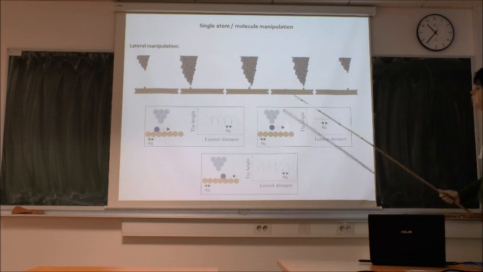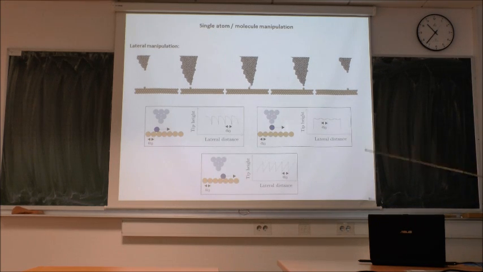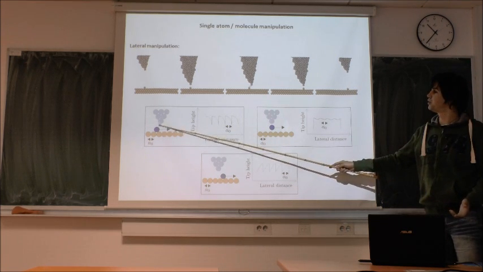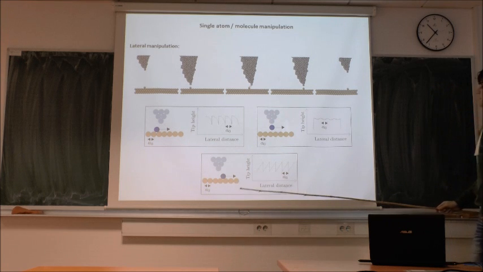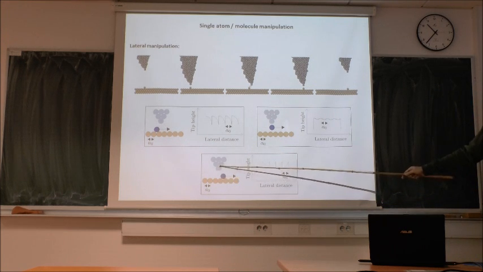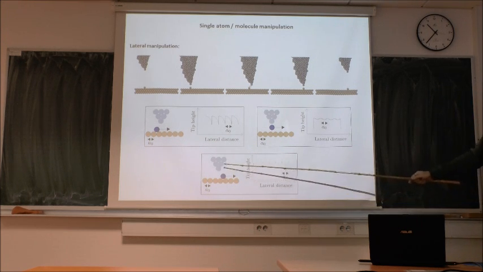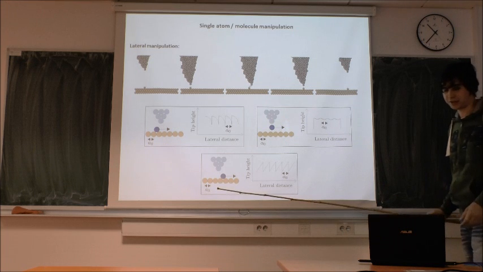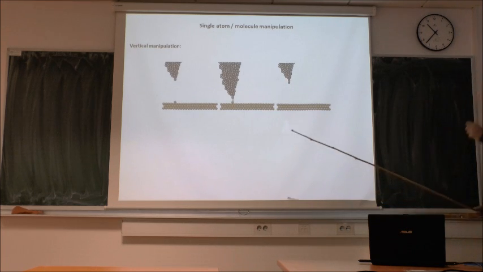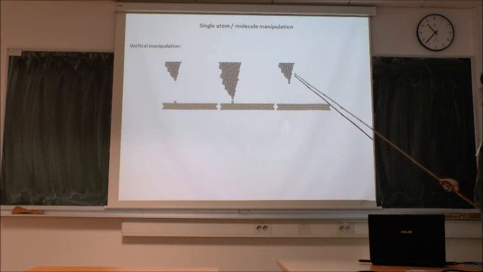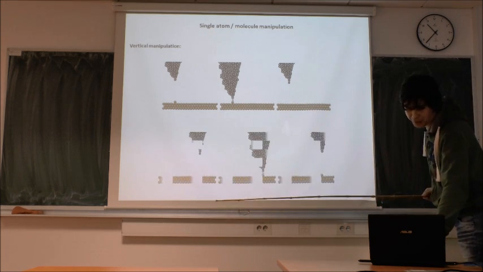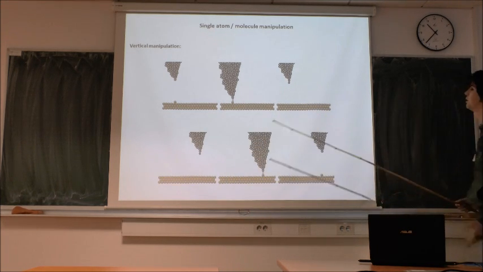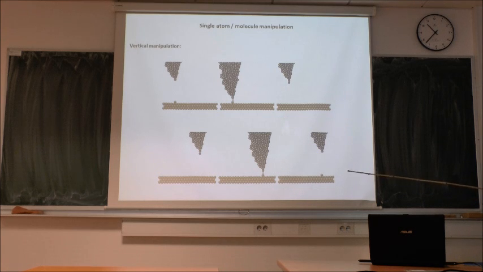You have different modes: pushing mode, pulling mode, sliding mode. It just depends on what kind of interaction you are using. In pulling mode you are using the attractive interactions, in pushing mode you are using the repulsive interactions. Basically you push the atom in front of the STM tip. This is something in between, where you catch the atom in the electric field. You can do vertical manipulation, you can pick up an atom on the STM tip, move the tip to the final position, and deposit your atom on the new position.